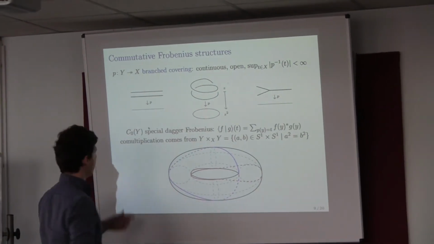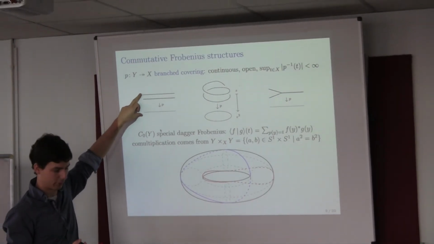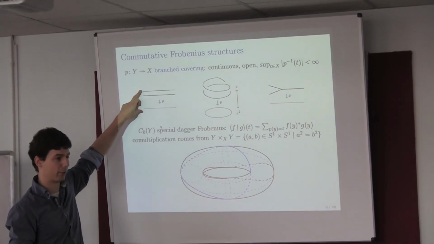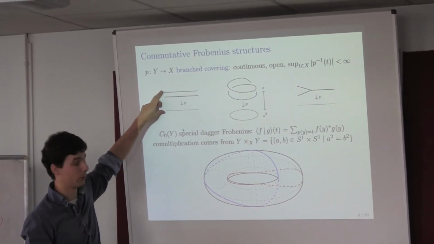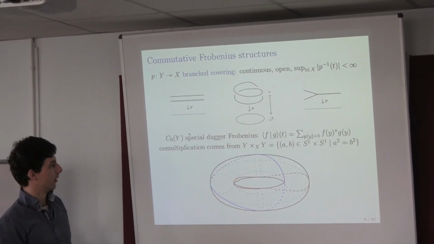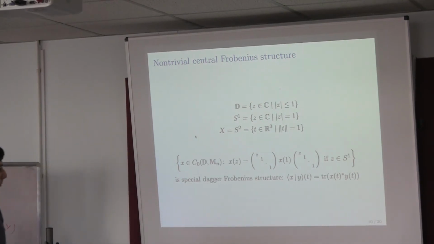So just make the point that you have sort of trivial things. Every special dagger Frobenius algebra in the category of honest Hilbert spaces gives rise to a special dagger Frobenius algebra in the category of Hilbert modules in this way. There's lots of non-trivial ones as well. And these are all commutative. The same goes in the non-commutative case. There's lots of non-trivial ones, but let me not go into this one.